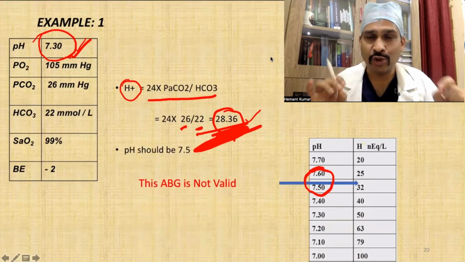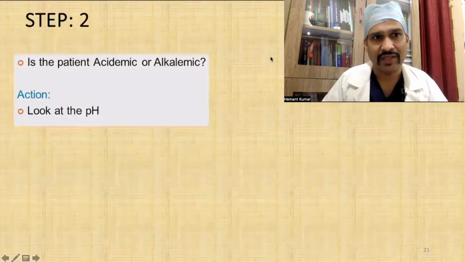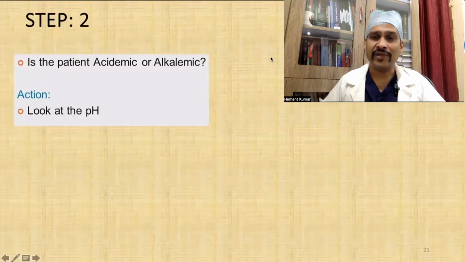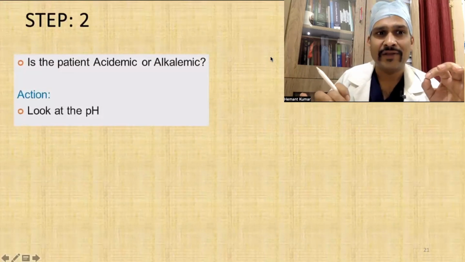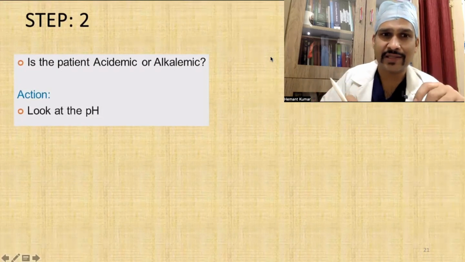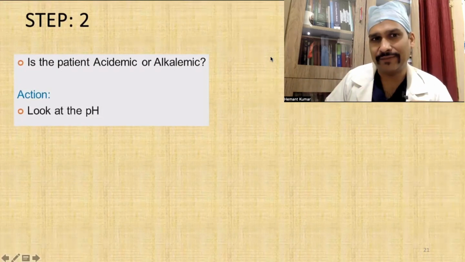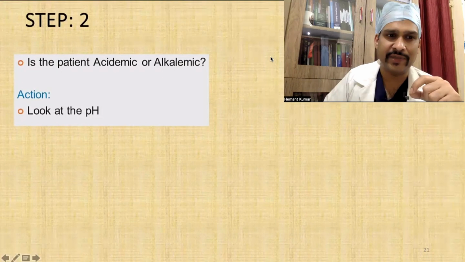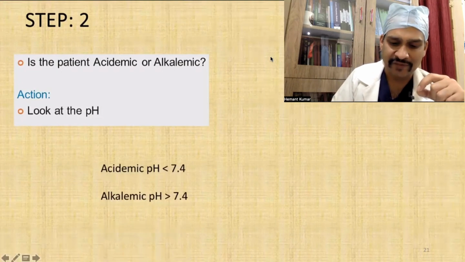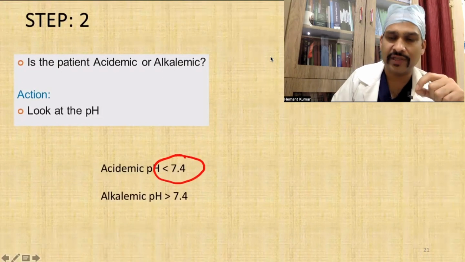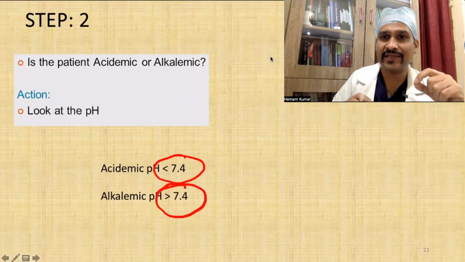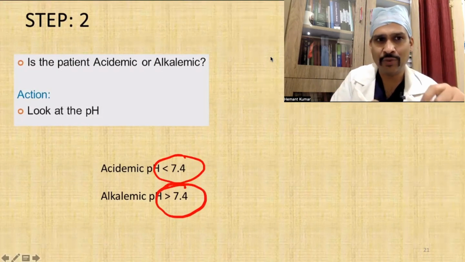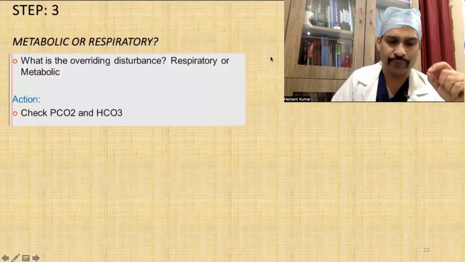Okay, so we should not interpret this ABG. Now, the second step is, once the ABG is valid, you have to look at the pH. You can see whether the pH is acidotic or alkalotic, acidemia or alkalemia. Any pH less than 7.4 is acidemia. If the pH is more than 7.4, it is alkalemia. So we have to see this step number 2.